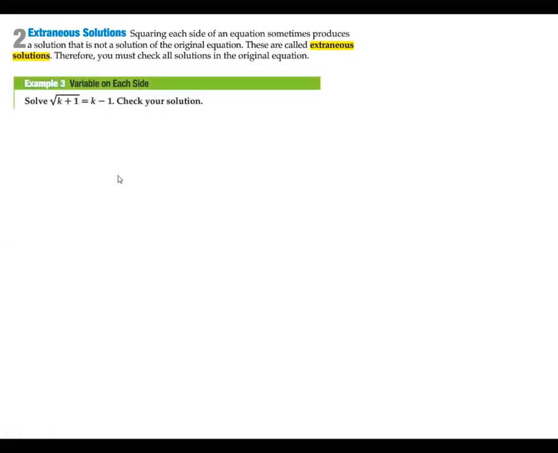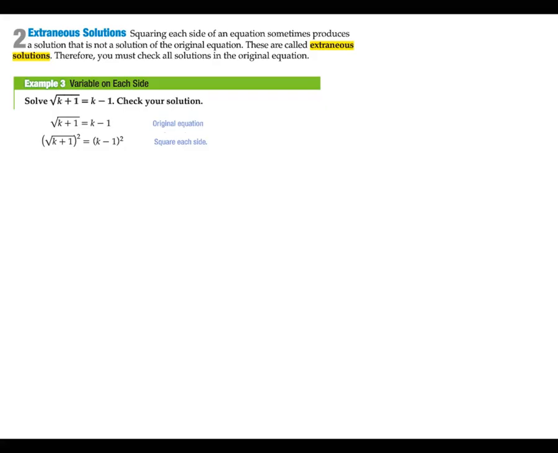So let's solve square root of k plus 1 equals k minus 1. In this one, the radical is already by itself, so you start off by squaring both sides. Now, when you square the right side, you can't just write k squared plus minus 1 squared. You have to square the whole side, which means you need to put parentheses around the k minus 1 and square it.